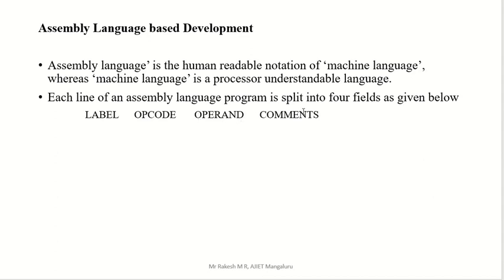And next we have the comment line. Comment is also optional, and it is represented by a semicolon, then you put the comment. In the C language we have a slash, like that. Here we have the semicolon, then you write the comment.